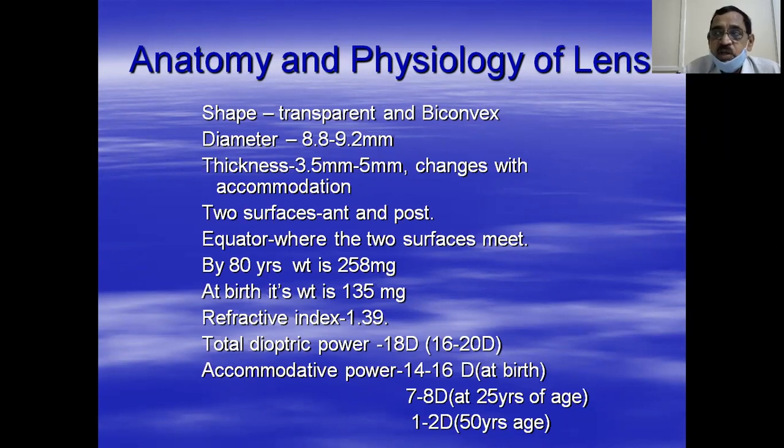And the accommodative power of the individual at the age of 50 years is around 1 to 2 diopters. And individuals at 50 years will be forced to wear presbyopic glasses or near vision glasses of 2 diopters also.